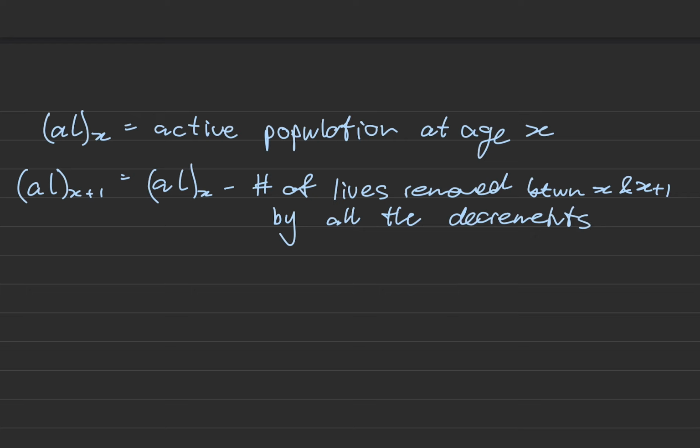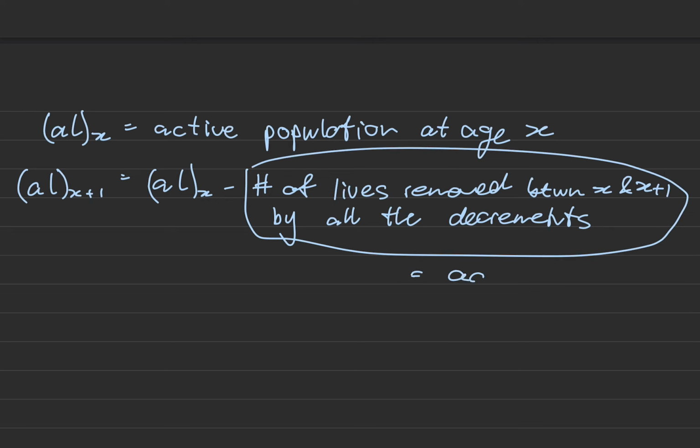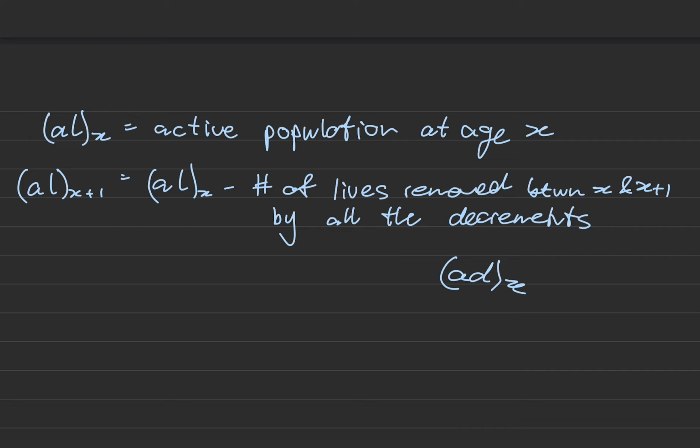And this here is equal to ADX, where I haven't specified that superscript. Now, if I specify the superscript to be, let's say, R, then this is the number of lives that were removed from the active state when they were aged X by the decrement R. So that should be simple enough.